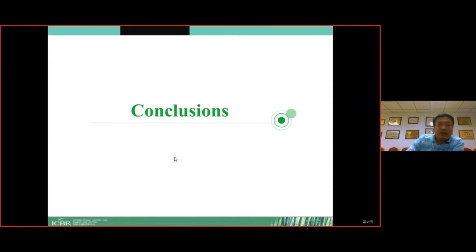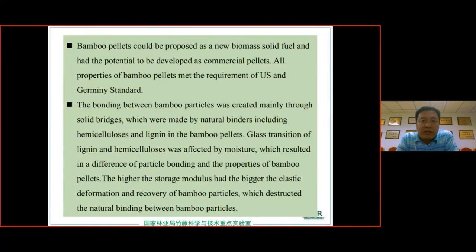Conclusions. I think the bamboo pellets could be proposed as a new biomass solid fuel and have the potential to develop as a commercial pellet. All the properties of bamboo pellets met the requirements of the USA and Germany standards. And the bonding between the bamboo particles was created mainly through solid bridges, which were made by natural binders, including hemicellulose and lignin in the bamboo pellet.